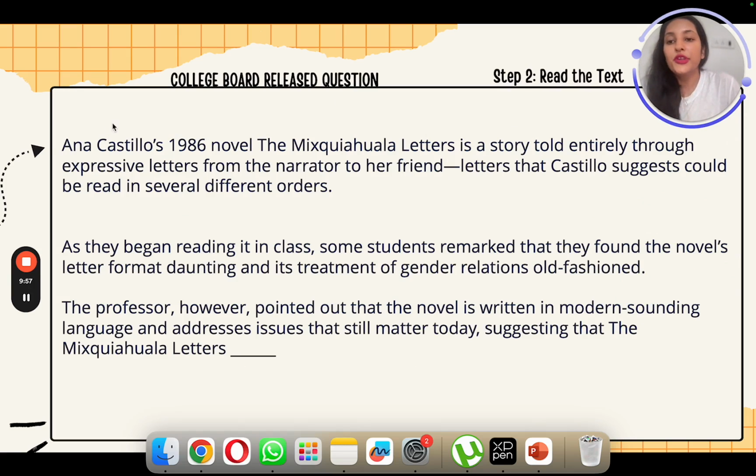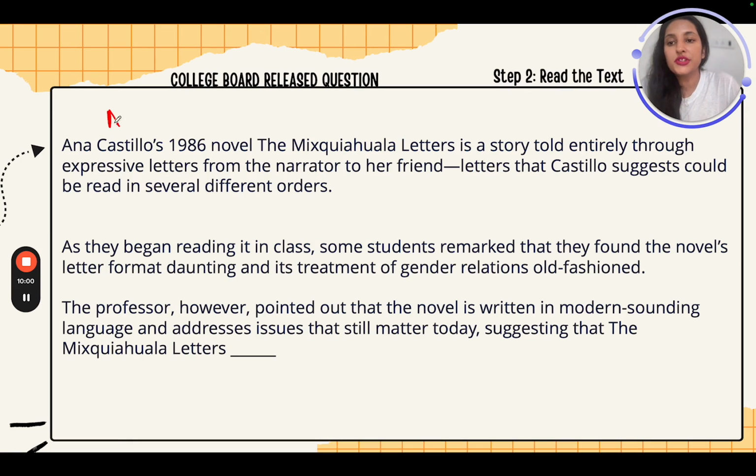Let's read this. So Anna Castillo, let's just call this person AC. AC's 1986 novel, The M Letters, is a story told entirely through expressive letters from the narrator to her friend. So we are talking about this novel. And what is this novel? It's about expressive letters from the narrator to her friend. These are just a collection of letters written by the narrator to her friend. Letters that Castillo suggests could be read in several different orders. So there's no particular order of reading the letters. They can be read in many orders, right?